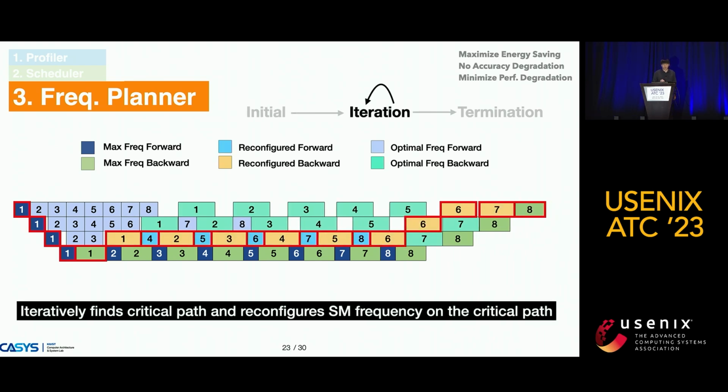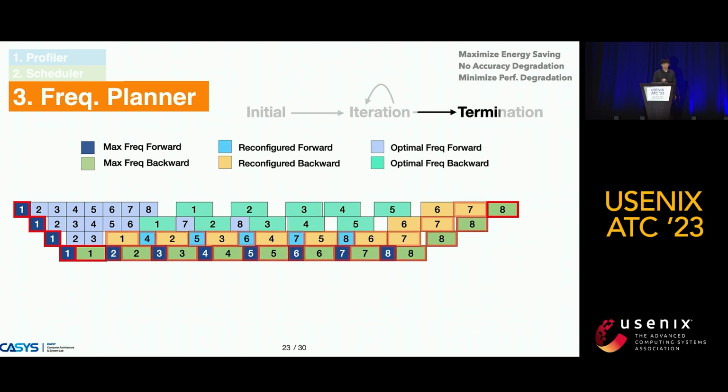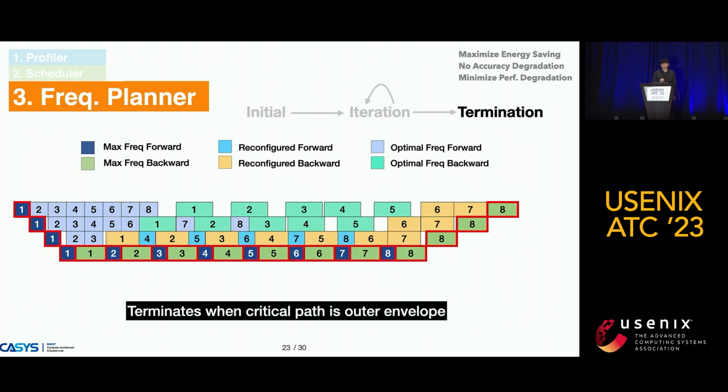Now, since we found the critical path, we reconfigure the pipeline units on the critical path. It repeats the find and reconfigure steps iteratively to reconfigure the SM frequency just the right amount. Finally, the algorithm terminates when the critical path is the outer envelope. This ensures that the performance critical path is the same as that of without using EnvPipe, while our algorithm stretches as many pipeline units as possible on the non-performance critical path.